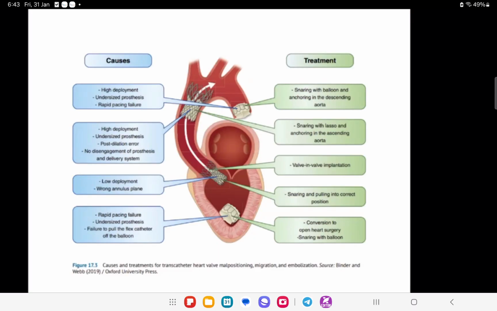Causes and treatment: high deployment, undersized prosthesis, and rapid pacing failure. Usually, snaring with the balloon and anchoring in the descending aorta is the option. In a case of high deployment, undersized prosthesis, or post-dilatation errors, with no dislodgement or disengagement of the prosthesis and delivery system, snaring with a lasso and anchoring in the ascending aorta. In low deployment and wrong annular positioning, valve-in-valve implantation, or snaring and pulling into the correct position. Whereas in rapid pacing failure, undersized prosthesis, and failure to pull the flex catheter off the balloon, conversion to open heart surgery, snaring with balloon.